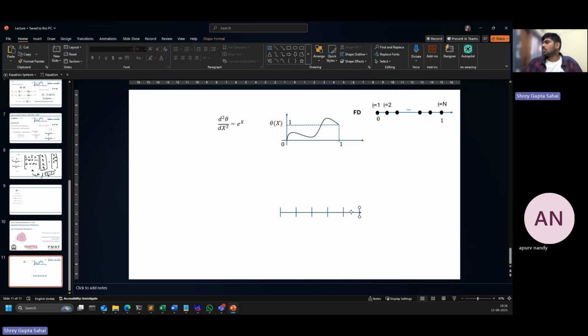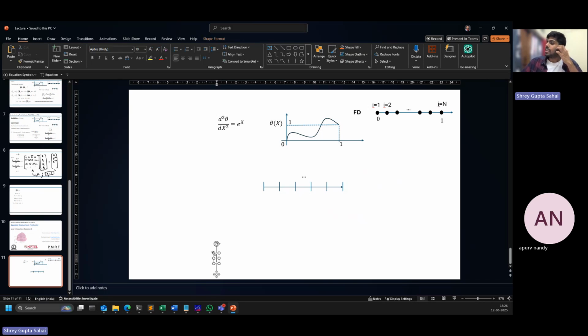So what essentially we are doing here is that our domain is now broken into a series of nodes, in a series of volumes. Now you might get confused by the word volume, because in a 1D sense, what is essentially volume? Do we always have a volume there? Well, no.